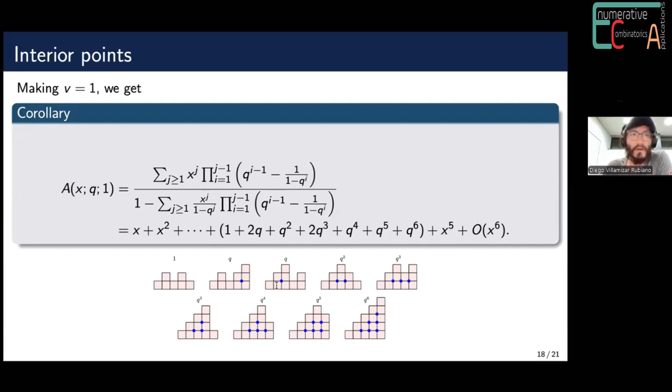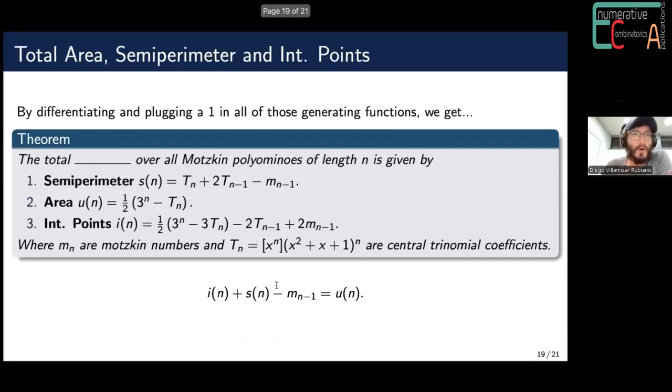Okay. So if you take these generating functions and you differentiate, then all the statistics go down. And if you plug in 1, then they get summed altogether. So what you get is the total area, total semi-perimeter, and total interior points. And so by doing that, we get these 3 formulas for the semi-perimeter, area, and interior points.